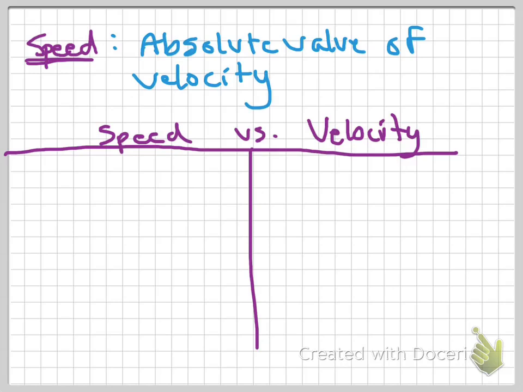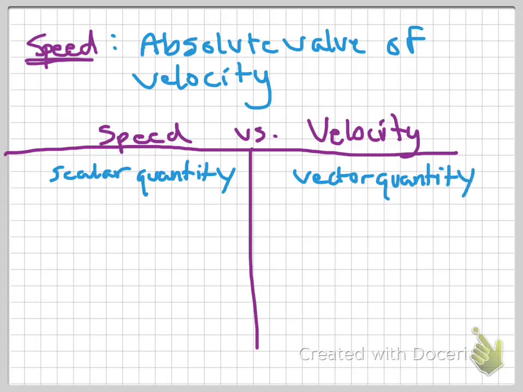So speed, we say, is a scalar quantity. A scalar quantity, and we'll talk about that. Versus velocity, we say, is a vector quantity. A vector quantity. We'll write that down. Now, a scalar quantity and a vector quantity are referring to different measurements. A scalar quantity is how fast the object moves. So when I'm talking about a scalar quantity, I'm talking about a number that represents how fast the object moves. So I'm going to write that down. How fast the object moves.